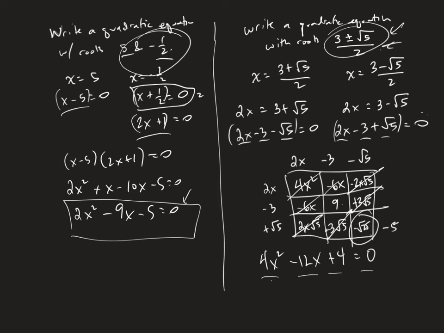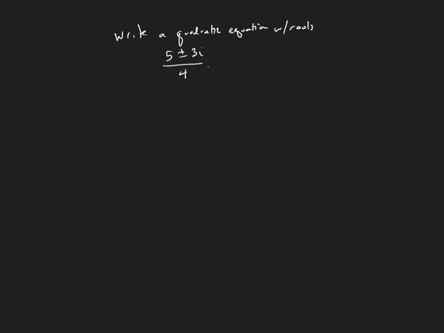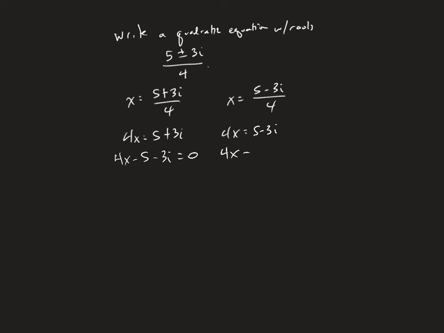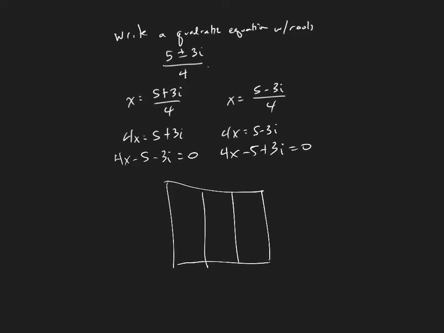Now, let's do one more, but this one will involve i's. Fine, right? Same process though. x equals 5 plus or minus 3i over root 4. Get rid of the fractions to make it easier. Get everything on the same side to get the factors. Multiply it out, and since there's 3 terms in each thing, I'll box it. First factor, second factor, fill in the boxes.